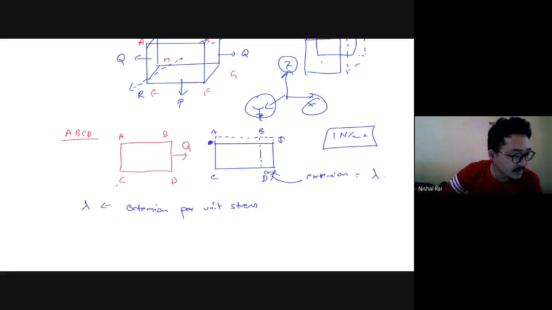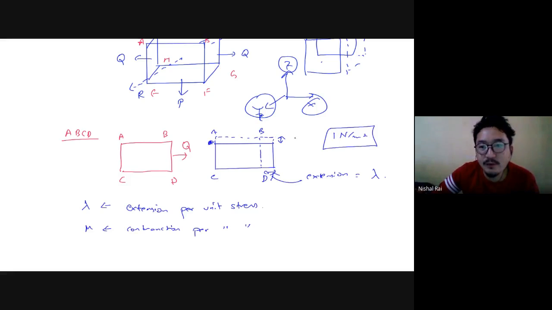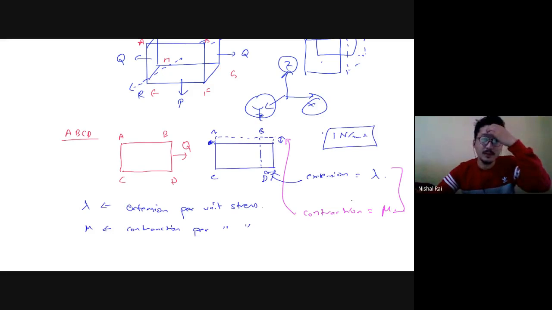That will be defined as what? Mu. Mu is basically what? Contraction per unit stress. Now what does that mean? If you apply 1 Newton of stress along Q, it will get contracted in this direction, which is basically what? Mu. Now these are the two quantities that we'll be requiring.